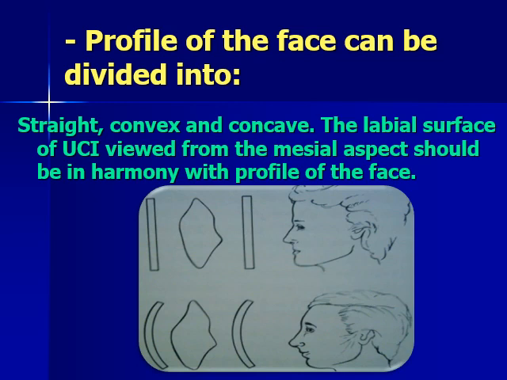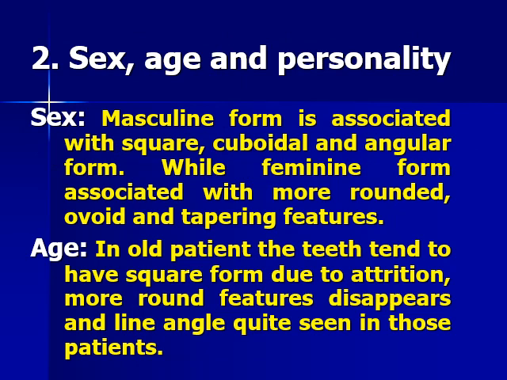While from the profile, the sagittal view, the face can be divided into straight, convex, and concave. Therefore, the labial surface of the upper central incisor should be in harmony with the profile of the patient's face, which is either convex, straight, or concave. Now, for the sex, age, and personality of the patient.